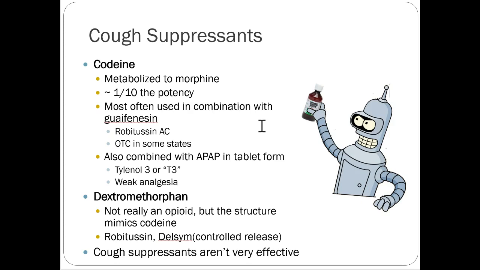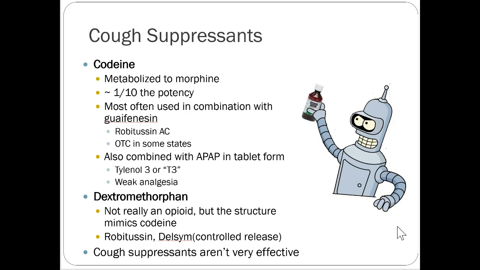Now, I'll put the caveat in here, and I put the bullet point at the very bottom here. Cough suppressants in general, scientifically, have not been proven to be really effective at all. There's actually no cough suppressant on the market that's proven to really work better than placebo in an actually well-designed study. So whenever you prescribe somebody a cough suppressant, know that you probably aren't going to do all that much with what you give them.